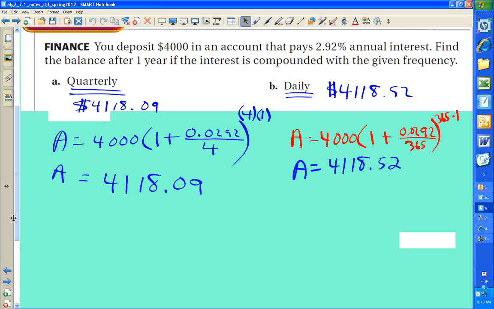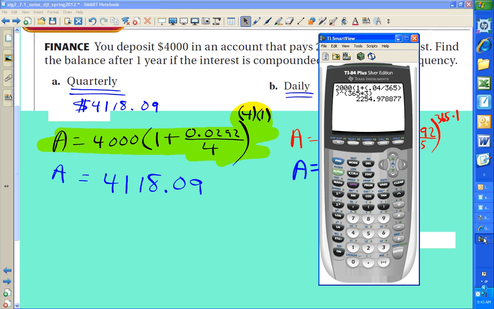Over 4, because we're compounding quarterly here. And in this example, we're only doing it for 1 year, so it's 4 times 1. This line right here, this is non-negotiable in terms of what I need to see. You've got to have that written down. You don't have to have any work between that and the answer, but you've got to get that written down. So you should pull out your scientific calculator and say, well, hey, can I get $4,118.09? And if you can't, you might want to pay attention to what we're doing up here.